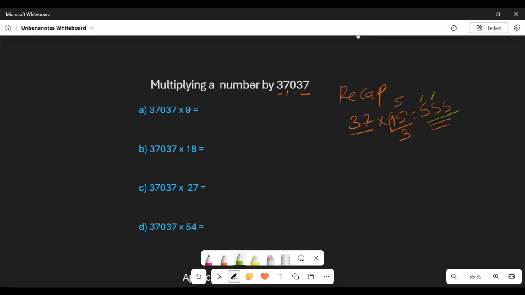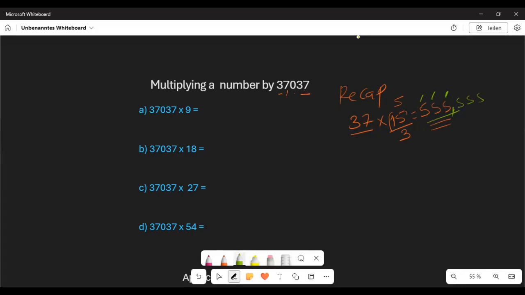Now, when you have 37,037, the answer will still be the same. The principle is the same, the method is the same. The only thing is that it's going to appear 6 times. So it's going to be 5, 5, 5, and then another 5, 5, 5 to be the answer.